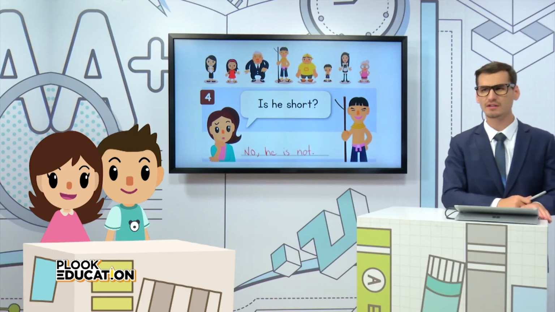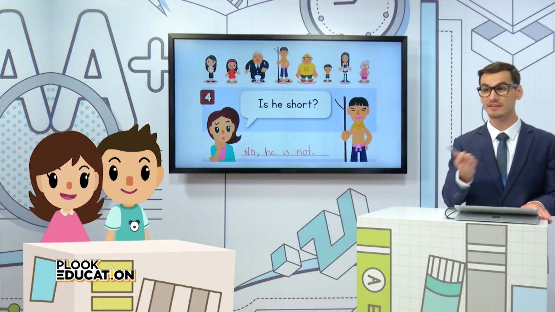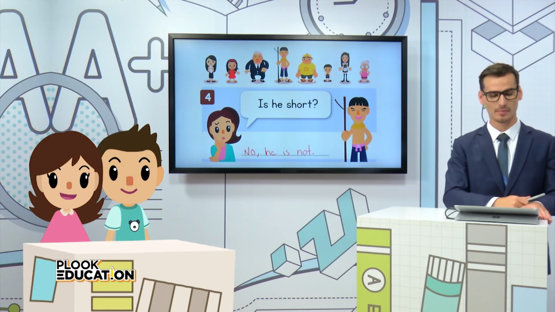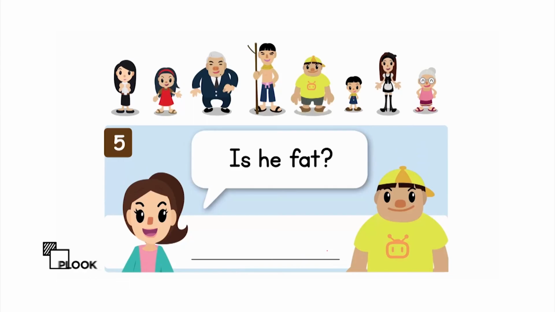If he's not short, then what is he? He's tall. Is he tall? Yes, he is. That's right. Good job. Question number 5. Is he fat? Yes, he is. Perfect.